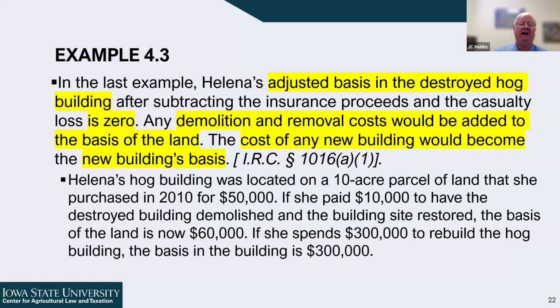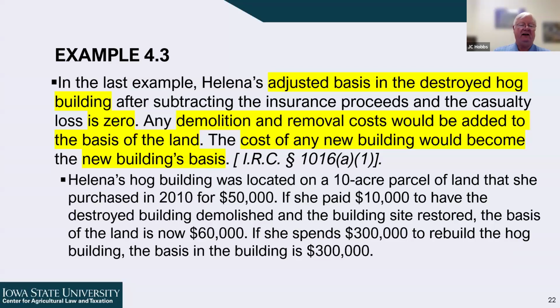Here's a further example, the last example, that destroyed the hog building. We subtract off those insurance proceeds. And if you look at the casualty loss, well, there it is, 0. Any demolition or removal costs would be added to the basis of that land. So remember, it was completely destroyed, so the value is 0. The demolition costs would be added. The cost of the new building would become the new building's basis.